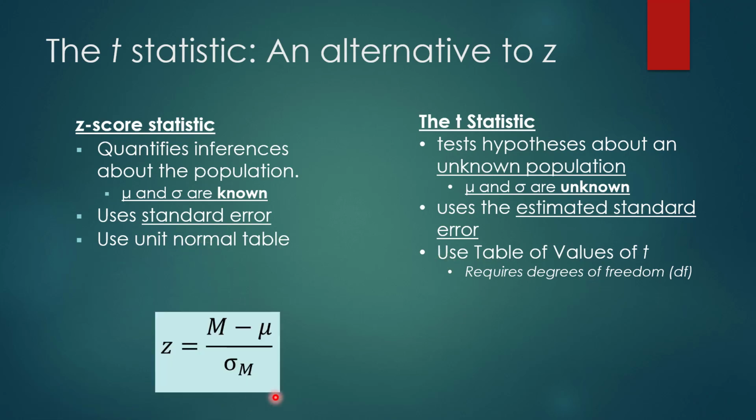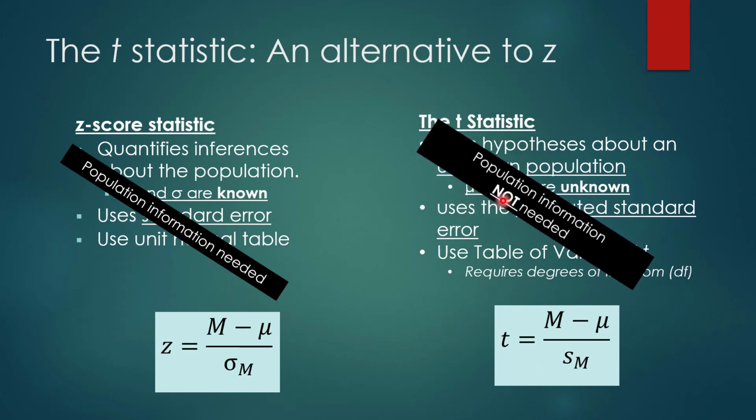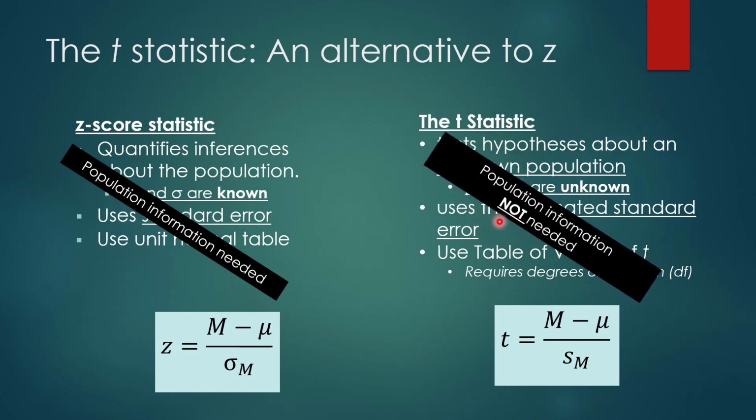This is the formula for our z-score that we've been working with, and this is going to be our t-statistic formula. Hopefully you see the similarities. This is just the measured difference, the sample mean minus the population mean, and here we have our estimated standard error. For the z-score, population information is needed, and for the t-statistic, that population information is not needed.